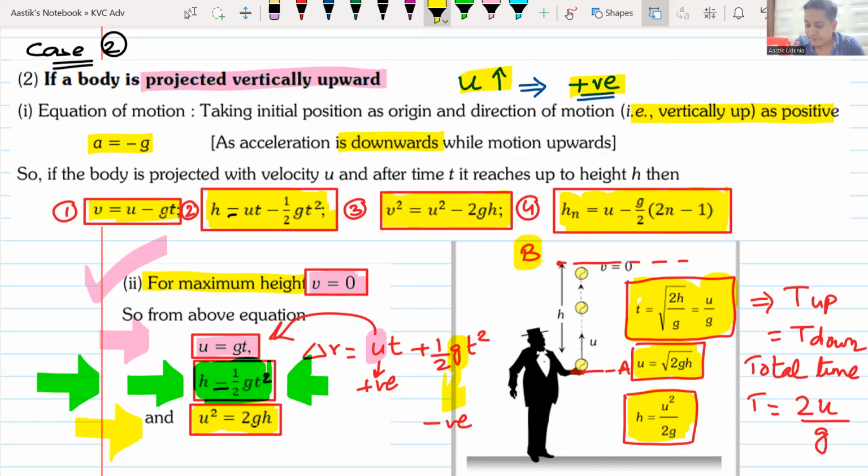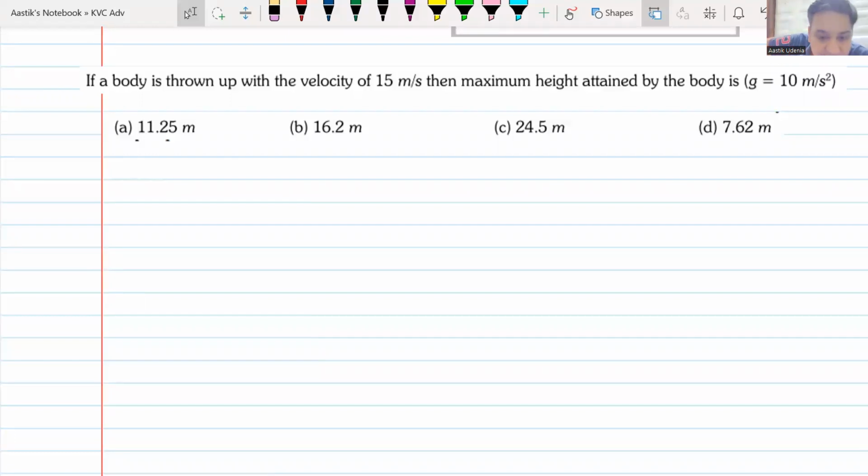Remember, you don't have to remember all these shortcuts, but if you can remember these shortcuts, they will help you in solving the problem way faster than the other students, and you can have an edge over other students on the same problem. So here is the question that's coming up for you. Remember, the value of g is given as 10 meter per second square. A body is thrown up with a velocity of 15 meter per second. What is the maximum height attained by the body?